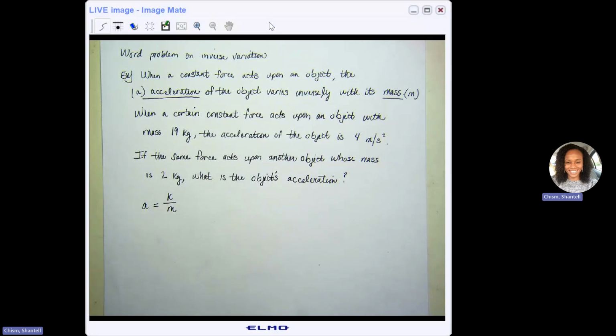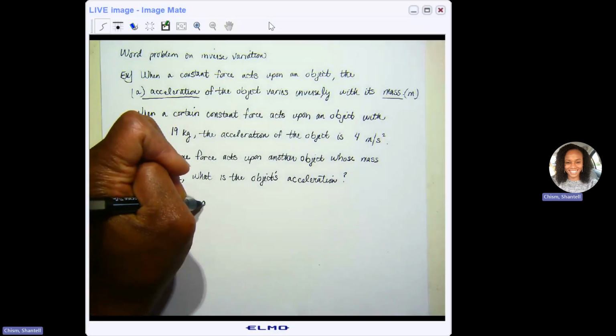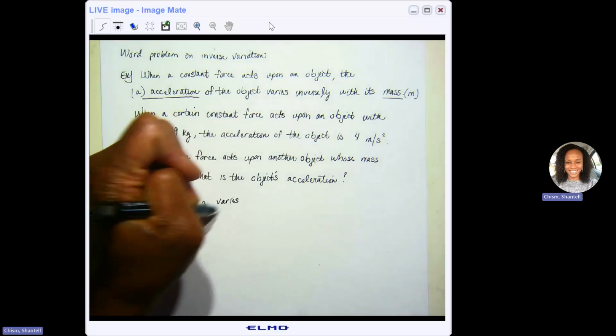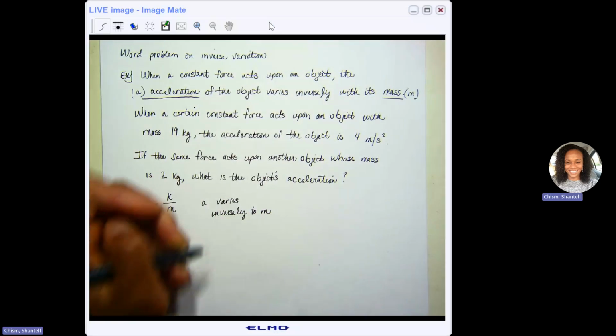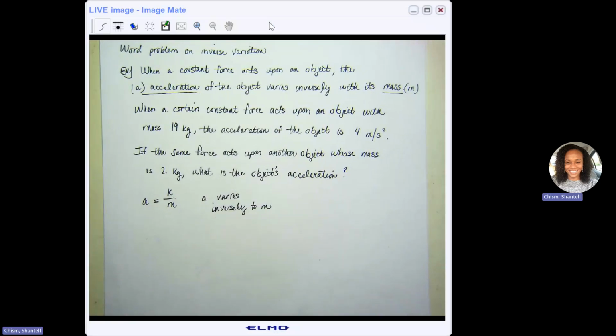All right, this is A varies inversely to mass. Okay. Now, let's finish reading. It says, when a certain constant force acts upon an object with a mass of 19 kilograms, the acceleration of the object is 4 meters per second squared. Then it says, if the same force acts upon another object whose mass is 2 kilograms, what will be that object's acceleration?